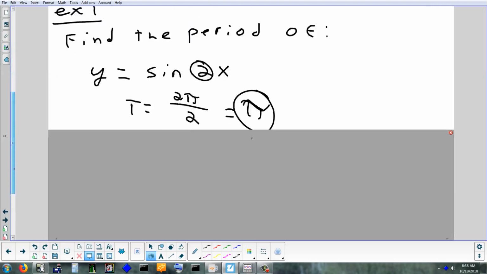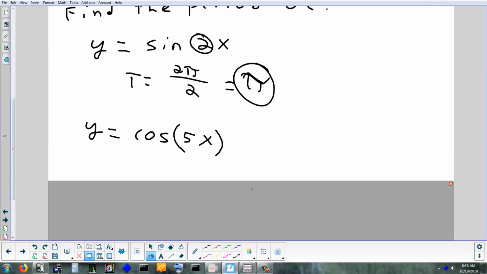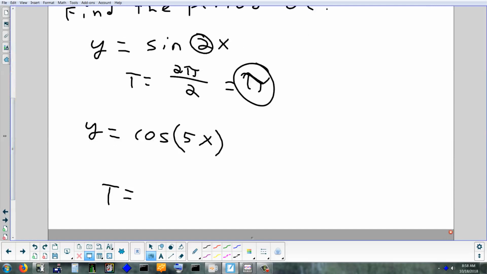All right. Let's try this one. Cosine 5x. So what's going to be my numerator in the calculation to find the period? 2 pi. 2 pi, that never changes. Numerator is always 2 pi. The denominator is omega. So what's my denominator? Christian? Yeah, and this time it doesn't change. I mean, it doesn't reduce.